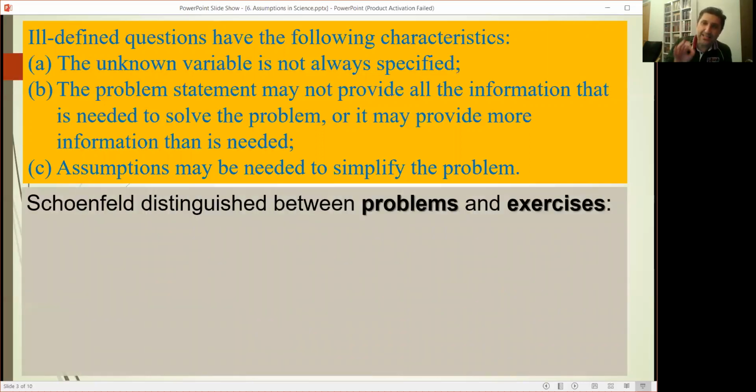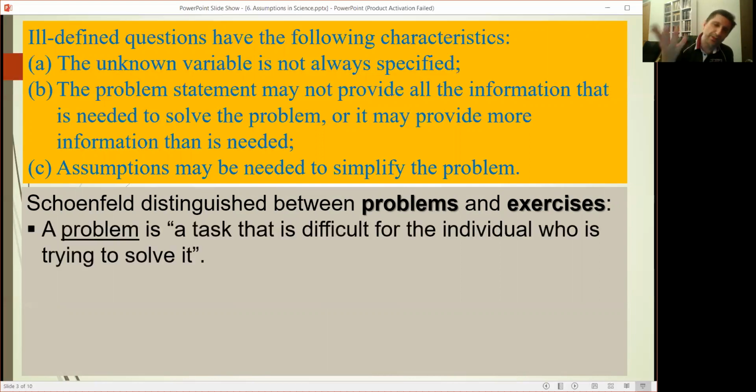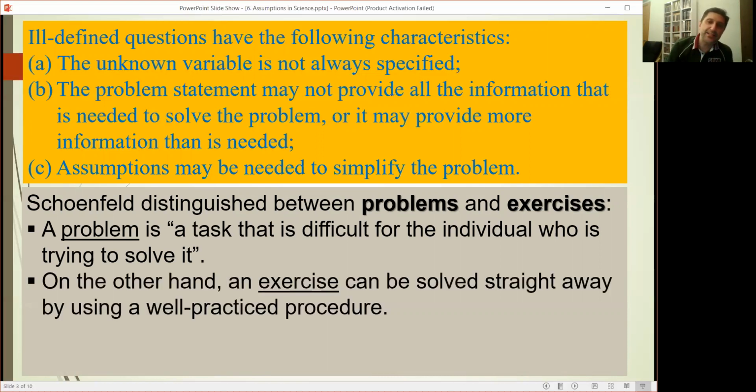Now, a nice distinction, which I think will help you in the courses that you have taken and that you are going to be taking, is the distinction between problem and exercise. A problem is a task that is difficult for the individual who is trying to solve it. And when I define exercise, I think that explanation will also help you understand what a problem is. An exercise can be solved straight away by using a well-practiced procedure.